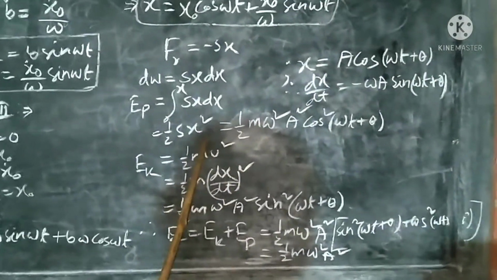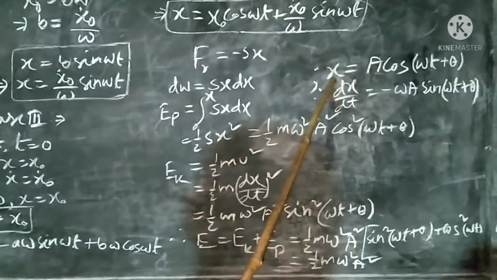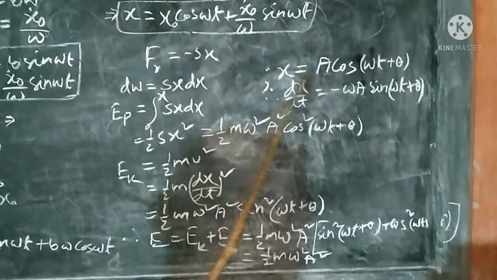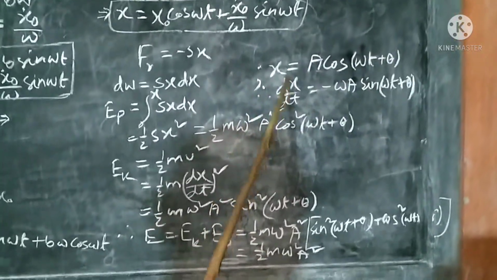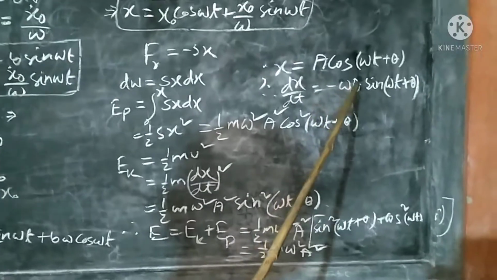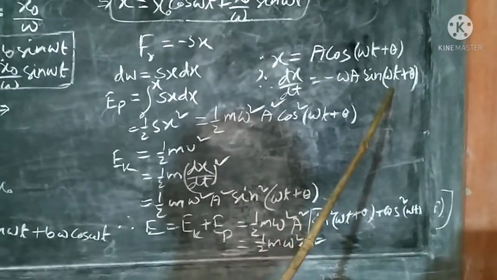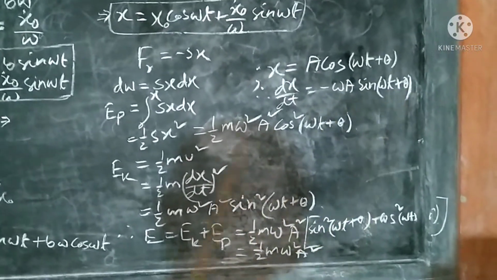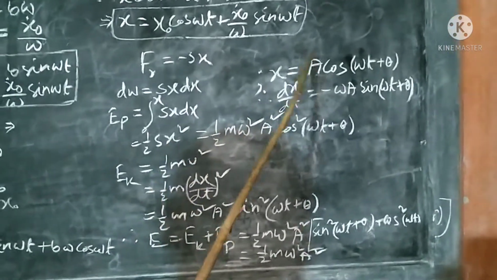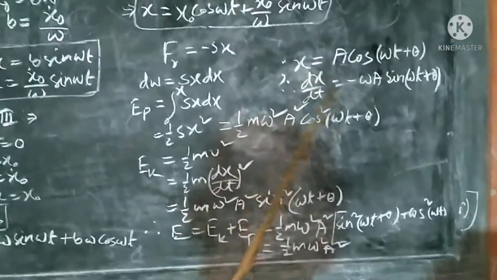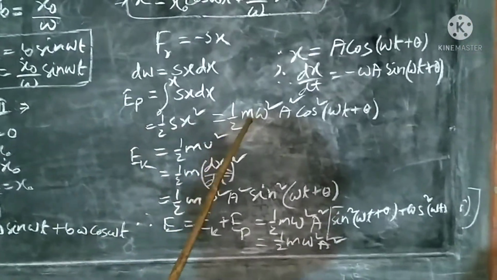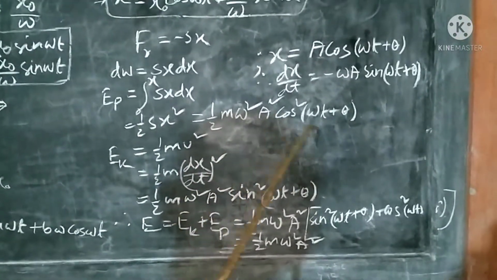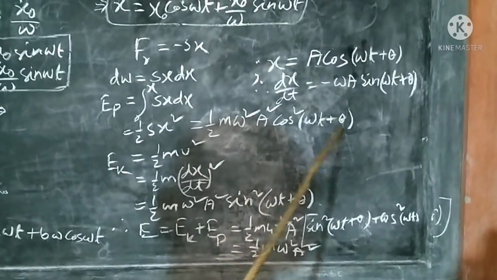Putting this value of x, we know that x equal to a cos omega t plus theta, then dx by dt equal to minus omega a sin omega t plus theta. Putting the value of x, we get the potential energy Ep equal to half m omega square a square cos square omega t plus theta.